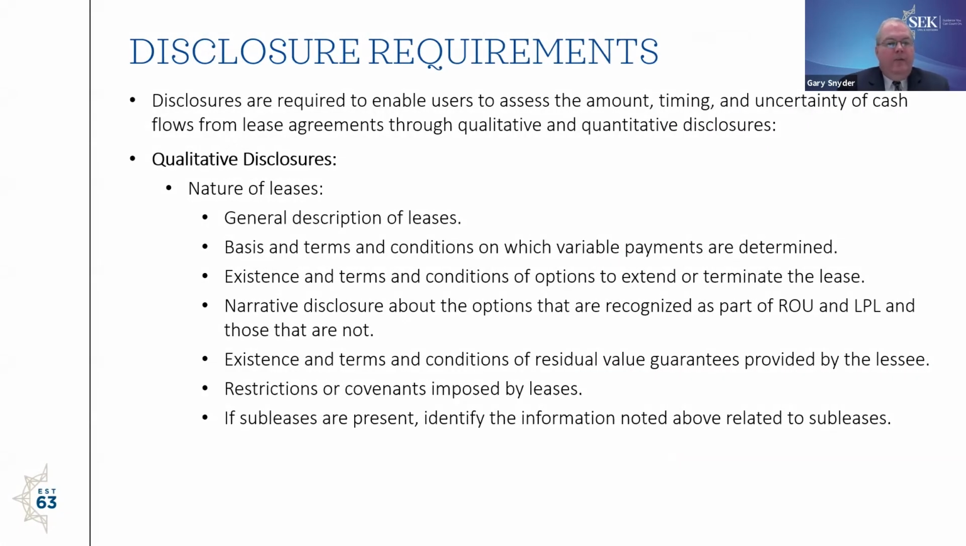So along with many of the other disclosure requirements within the other recent accounting standards, this is no different. There is a significant amount of disclosures required related to leases. So qualitatively, you see the bullet points here. There's a general description of the leases, the basis and terms and conditions on which variable payments are determined, the existence and terms and conditions of options to extend or terminate, narrative disclosure about options that are recognized as part of the asset and the liability and those that are not, the existence and terms and conditions of residual value guarantees provided by the lessee, restrictions or covenants imposed by the lessee, and if you have any subleases present, you also need to identify the information noted above related to subleases.